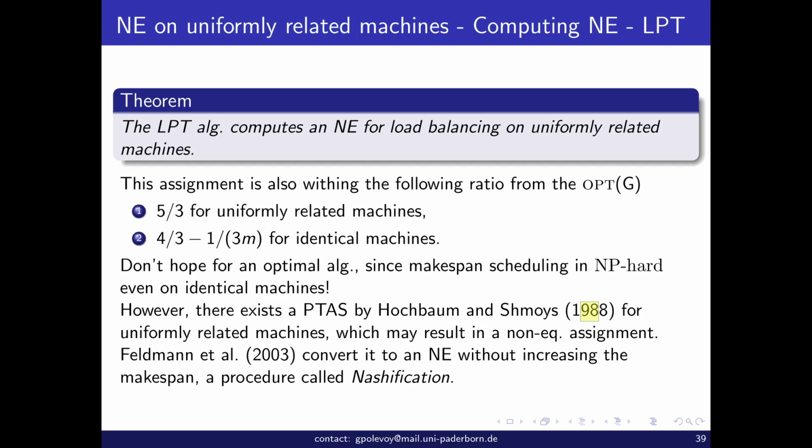It works for uniformly related machines, and it may result, however, in a non-equilibrium assignment. So if you not only want to optimize Makespan, but also want an equilibrium, it's not enough. However, there is an algorithm by Feldman from 2003, which basically takes such an assignment and converts it to a Nash equilibrium without increasing the Makespan. That procedure is called Nashification. So you make something a Nash equilibrium. Okay, now we are going to the next topic.